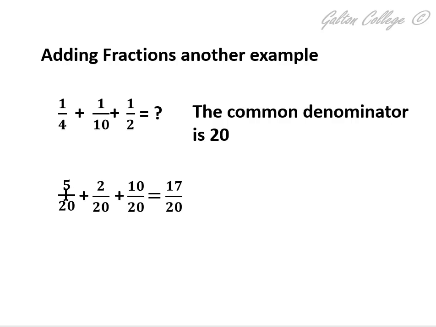4 into 20 goes 5 times, so it's 5 over 20. 10 goes into 20 twice, so it's 2 over 10. 2 goes into 20 10 times, so it's 10 over 20. Add up. 10 plus 2 is 12, plus 5 is 17. 17 over 20. So when you add this up, we get 17 over 20. That's the answer.